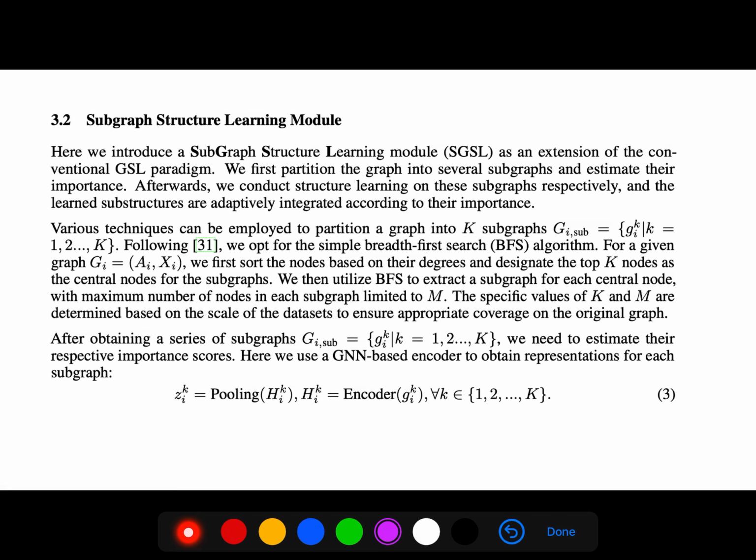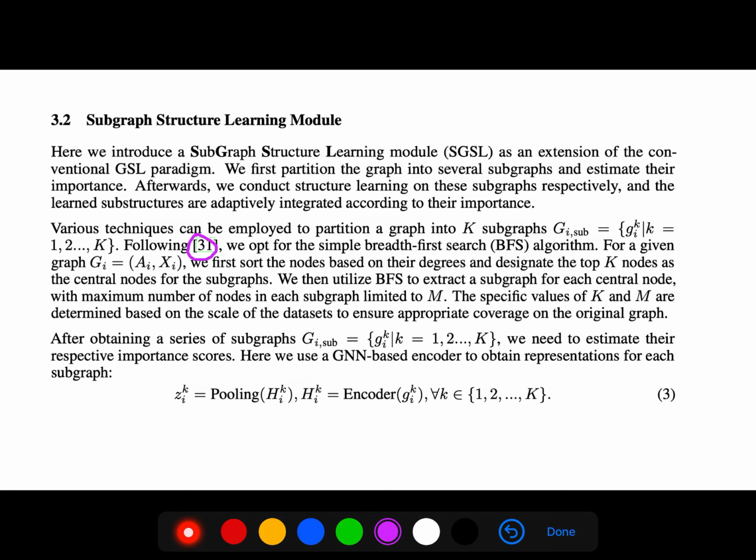So this is an extension of the conventional graph structure learning. We first partition the graph into several subgraphs and estimate their importance. Afterwards, we conduct structure learning on these subgraphs respectively, and the learned substructures are adaptively integrated according to their importance. Various techniques can be employed to partition a graph into k subgraphs. For example, the simple breadth-first search algorithm, as this reference has done.